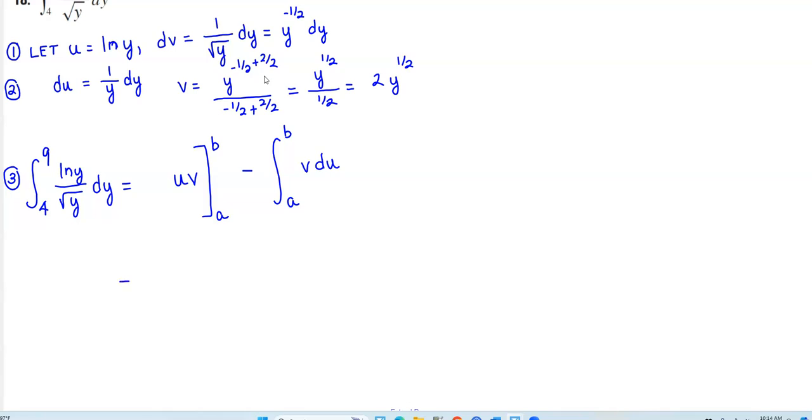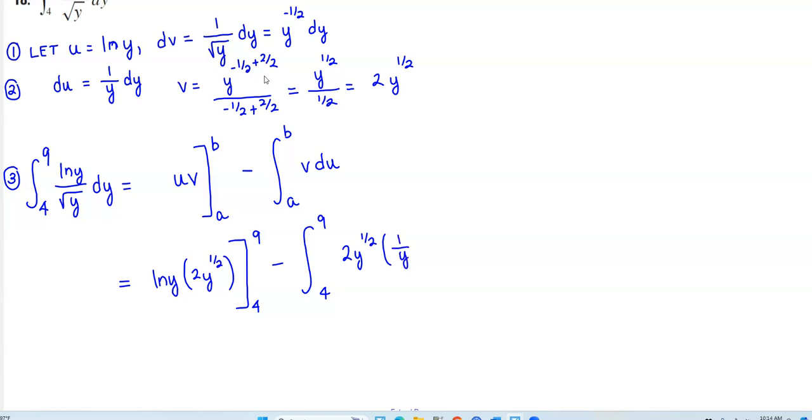So now let's go ahead and then substitute. So we have the natural log of y times v, which is 2y to the 1/2. And then we're evaluating that from 4 to 9. Minus the integral from 4 to 9, we have v, which is 2y to the 1/2 times du, which is 1 over y dy.